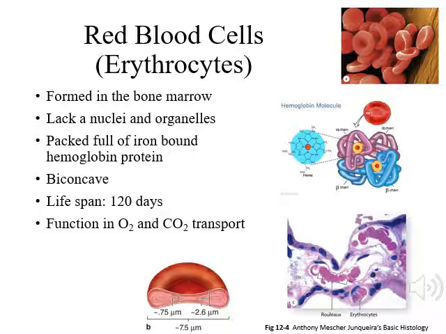Erythrocytes are packed full of iron that is bound to a particular protein. This is the hemoglobin protein. They're biconcave in architecture, and they have a lifespan of roughly 120 days. Their primary function is in oxygen and carbon dioxide transport. After 120 days, they will be removed from circulation by macrophages in the spleen, liver, and bone marrow.